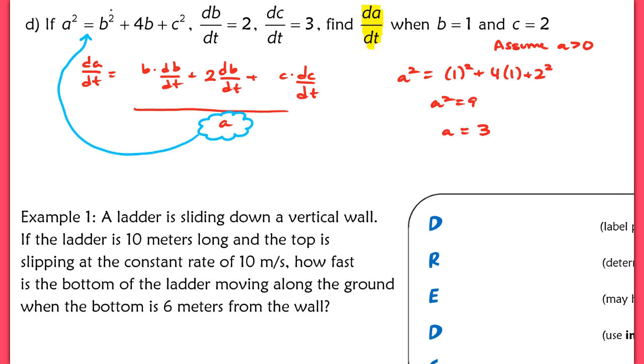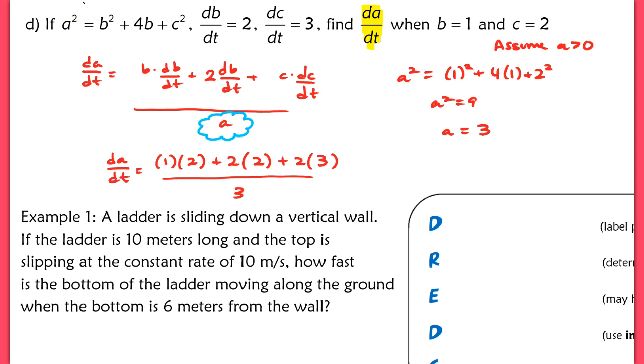So now we can go ahead and actually plug in all those values into this equation to evaluate dA/dt. So I'll go ahead and pause so we can do that. So after making the appropriate substitutions, we have 12 in the numerator divided by 3. So we have dA/dt is equal to 4.